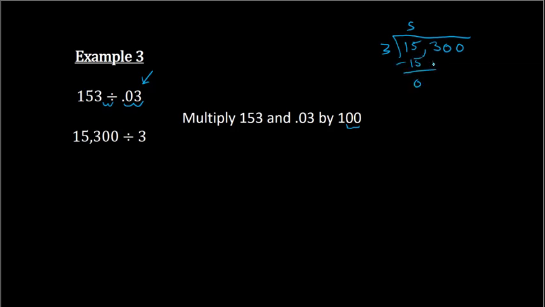Subtract, we get 0. Bring down the 3 and repeat. 3 goes into 3 one time. 1 times 3 is 3. Subtract, and we get 0. And then we have 2 zeros at the end here, which means we can just basically add 2 zeros at the end to get 5,100. All right, so your answer would be 5,100.